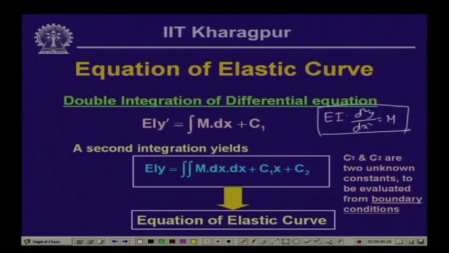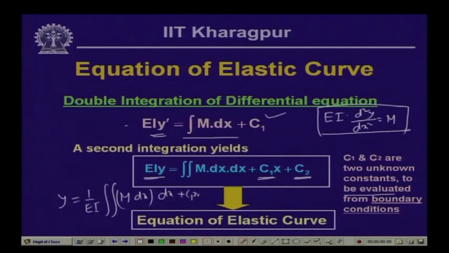once, then we get E I dy dx, where y dash is dy dx, equals integral M dx plus a constant C1, and further integration of this gives us E I y equals double integral M dx plus C1 x plus C2, where C1 and C2 are unknown constants which are to be evaluated from the boundary conditions. Now, from these we can write that y equals 1 by E I integral M dx plus C1 x plus C2.